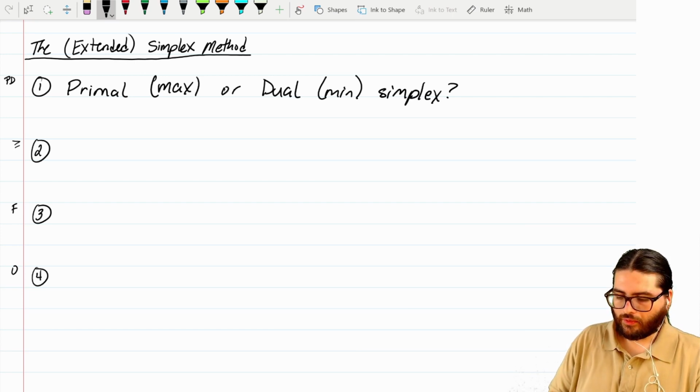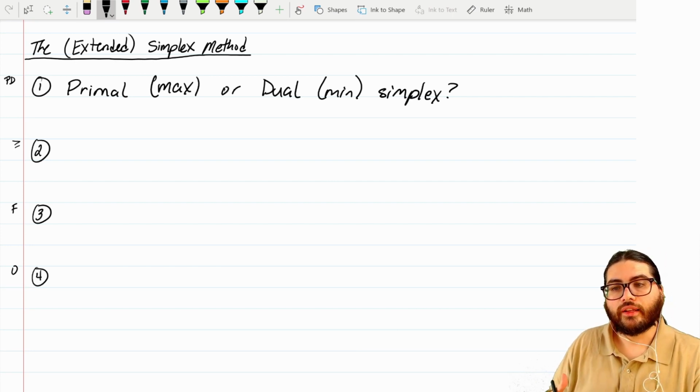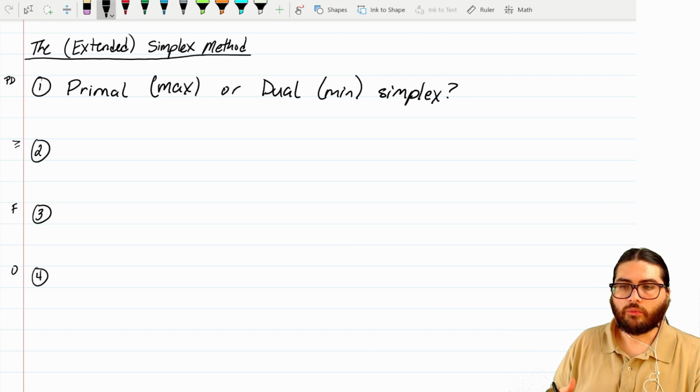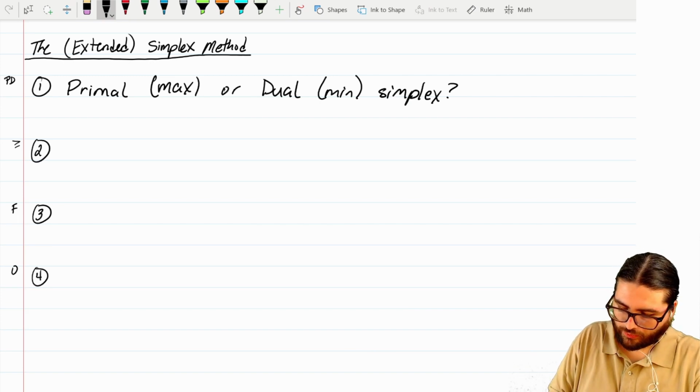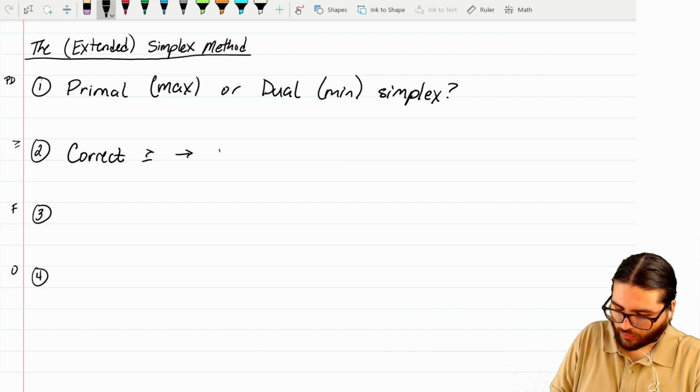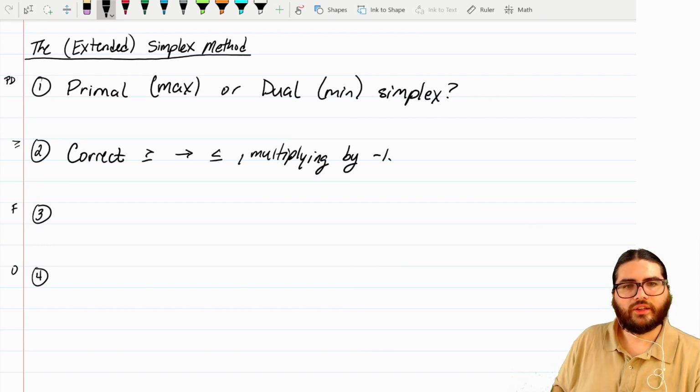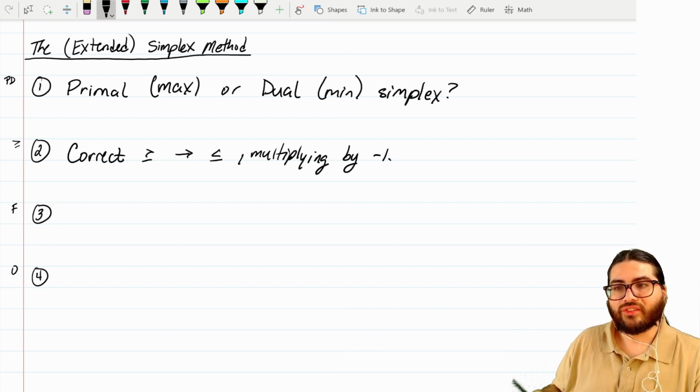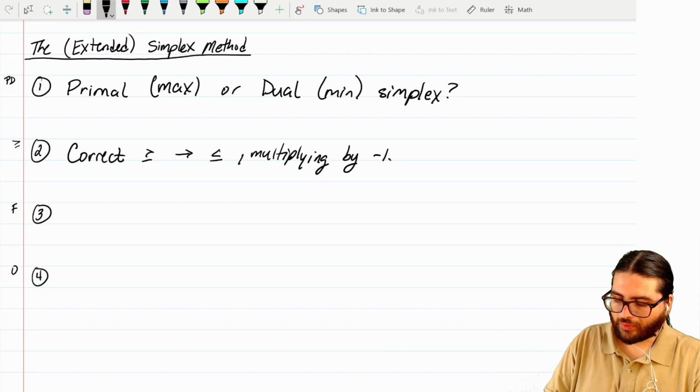In number 2, I need to make sure that everything is less than or equal to. And remember that even in the dual simplex method, we still corrected our matrix so that we only had less than or equal tos. If we have a greater than or equal to, we corrected it to less than or equal to, multiplying by -1. We did that as well. We used that same -1 trick when we did the dual minimization. We did that here as well.